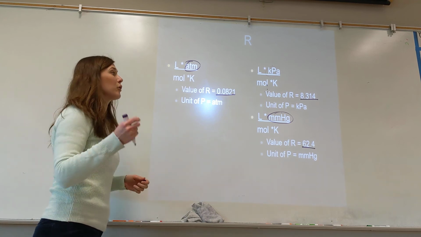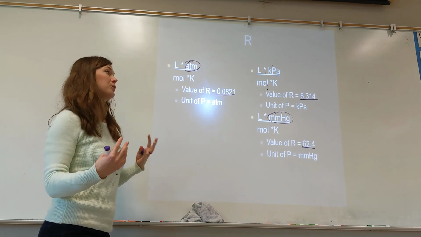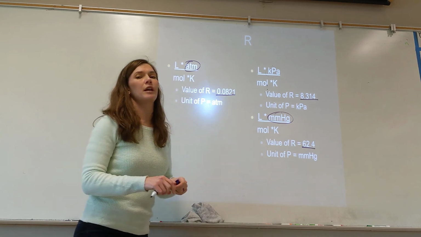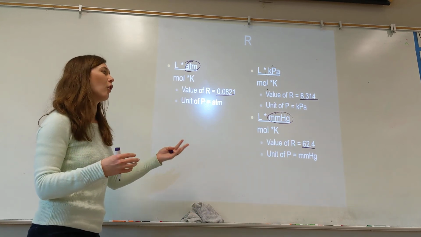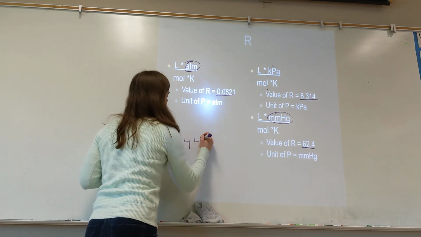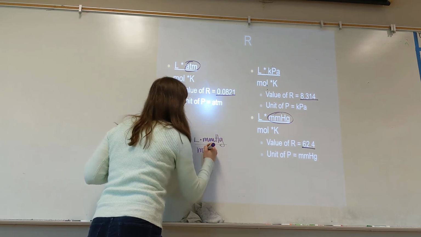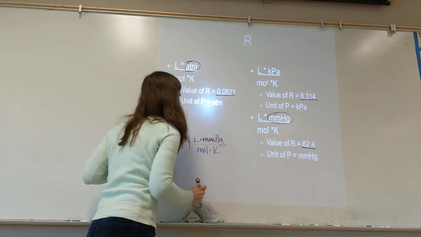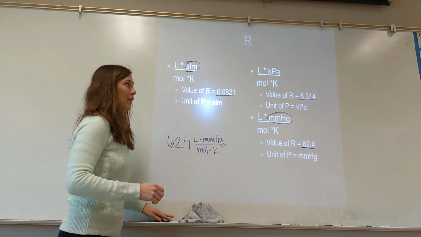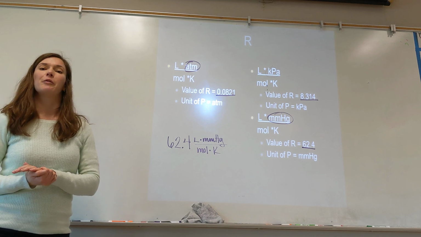If or when you go to put these into a problem, one thing I always get asked is, do I need to use all of the units? Yes. If you were given your pressure in millimeters of mercury, when you go to plug in R, you would plug in 62.4 liters times millimeters of mercury divided by moles times Kelvin. And that would be your entire R value. And that's the beginning of the ideal gas law. You can watch the next video for a couple of practice problems.